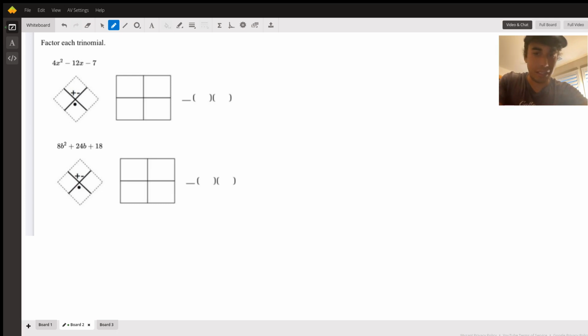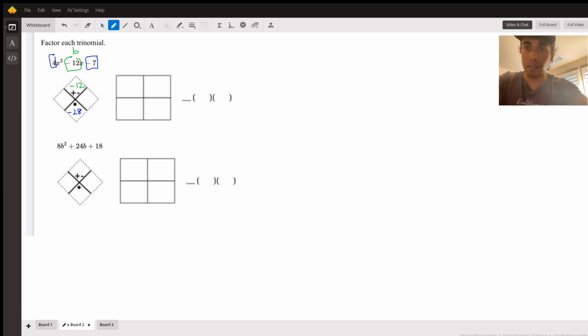So here, the top of the diamond is going to be that b term. So in this case, that is our -12. That is our b. And then down below, it's going to be a times c. So we've got a times c, 4 times -7, which is -28. All right, so how we use that, going from the diamond over to the box.